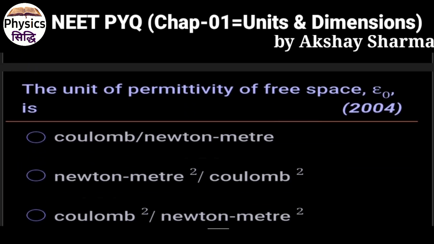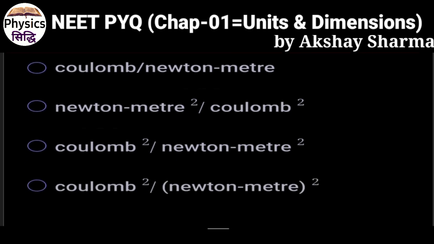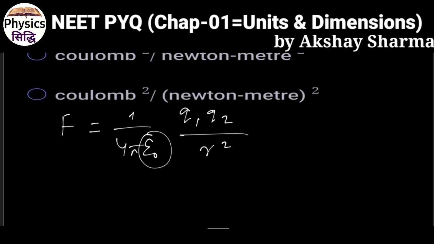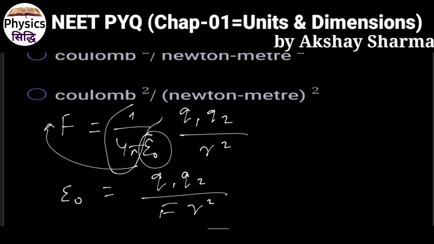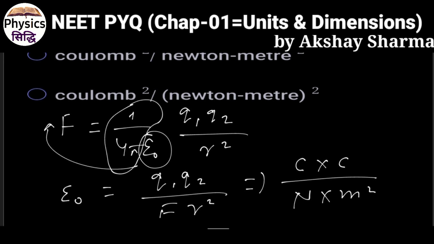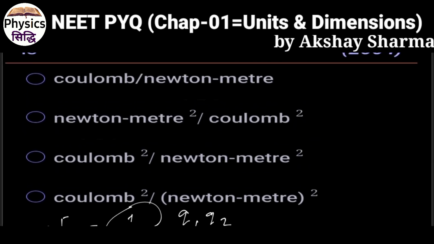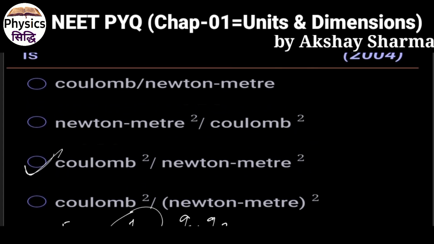Now next question. The unit of permittivity of free space epsilon naught is. So you have to just count the unit. Force is, from Coulomb's law, 1 upon 4 pi epsilon naught q1 q2 upon r square. If we have to count the unit of this quantity, then place it right here. Epsilon naught becomes q1 q2 upon F r square. This quantity 4 pi is just a number, so it has no unit or dimension. So the unit becomes coulomb into coulomb upon force Newton into meter square. It means coulomb square per Newton meter square. So let's see, coulomb square per Newton meter square. Now next question.